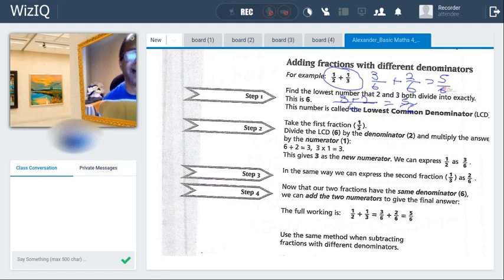Which is the newer system? The one on top or the one on top? The one on top. Yeah. Okay. But there's no difference at all. All you're doing is finding a common denominator.